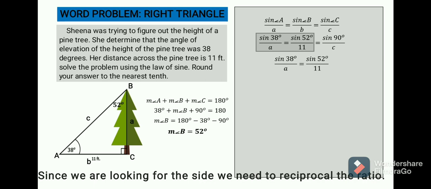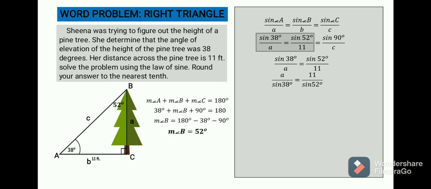Since we are looking for the side, we must take the reciprocal of our ratio, just like this. Then multiply both sides by sine 38 to cancel out sine 38 on the left side and leave a. So a is equal to 11 sine 38 over sine 52.